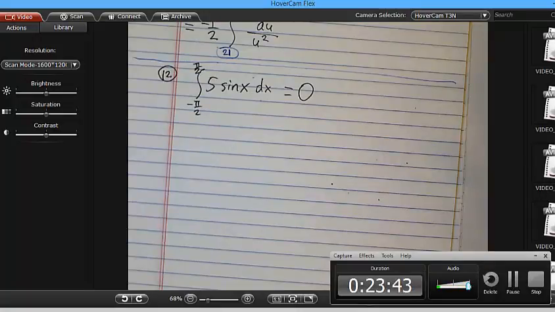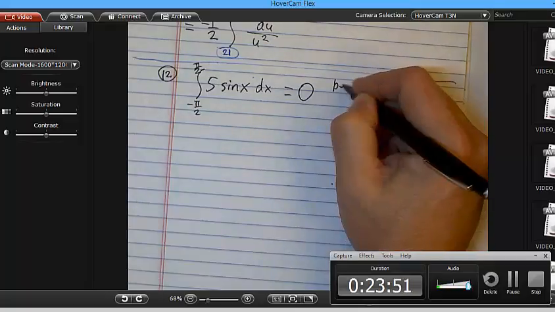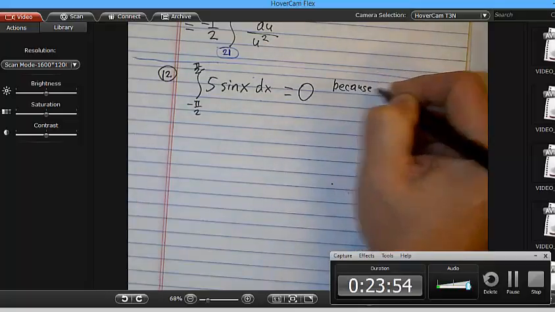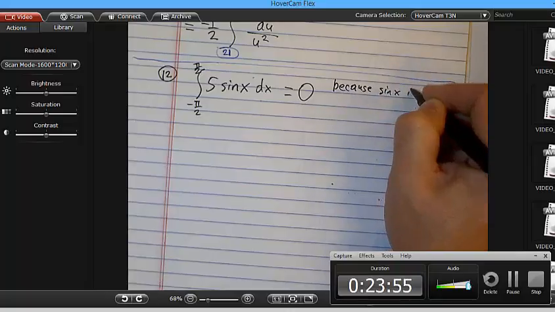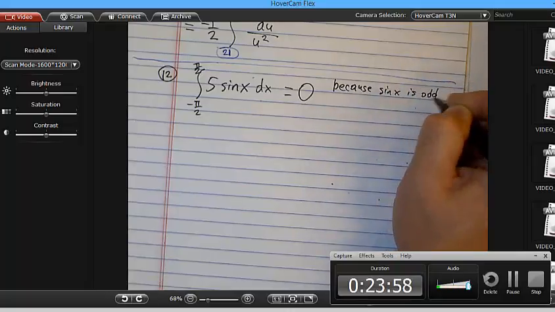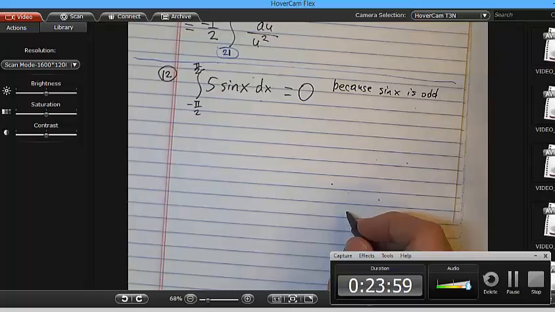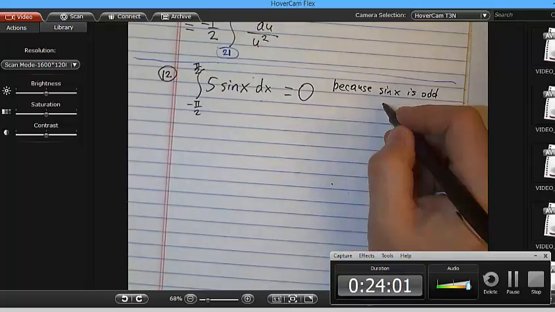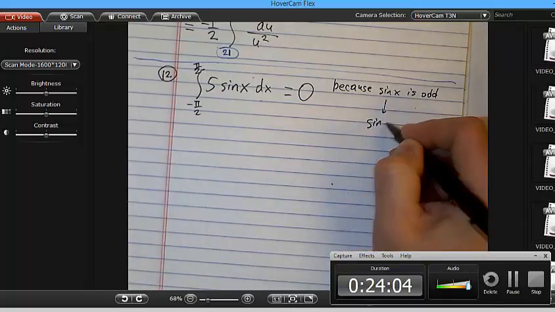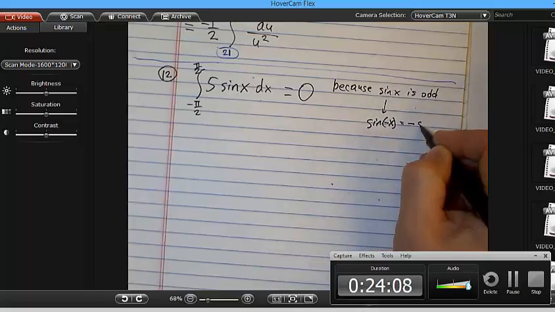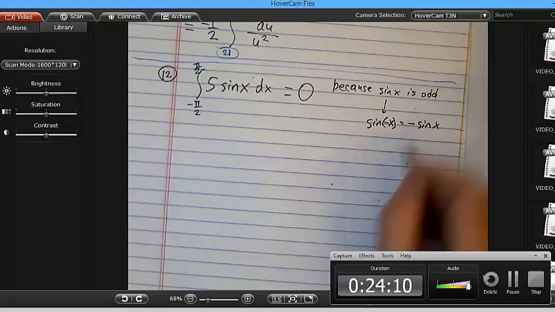Why? It's an odd function. No work necessary. Well, maybe because sine of x is odd. Is that true, by the way? Is it true that the sine of negative x is the same as negative sine of x? Is that true?